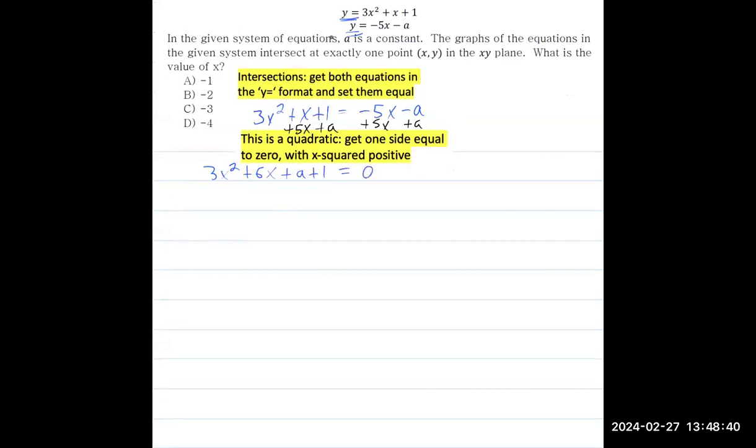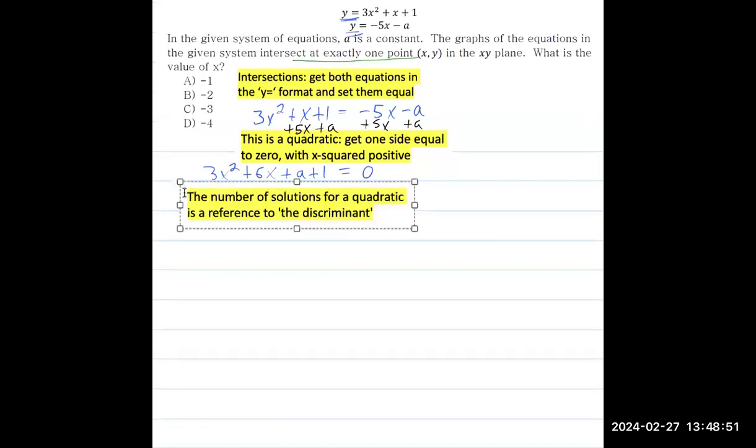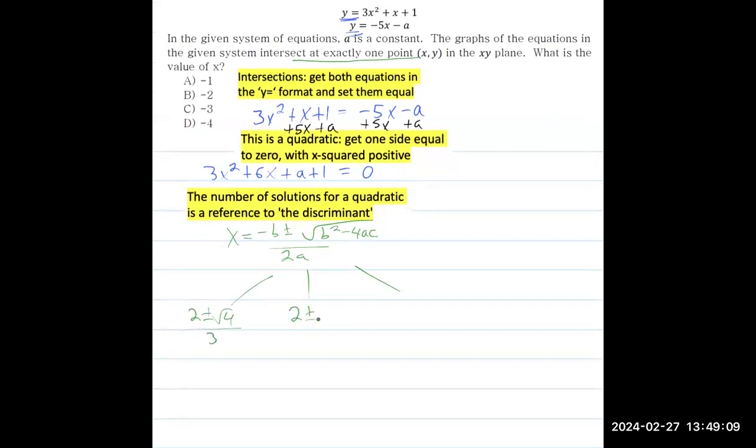And now we want to notice that they're telling us this happens at exactly 1 point. In other words, there's only one solution. And when you're talking about the number of solutions for a quadratic, that's the idea of the discriminant. The discriminant is part of the quadratic formula, which you definitely want to know by heart. And we'll just put some numbers in here that don't have to do with this question, just to demonstrate what happens with the discriminant.